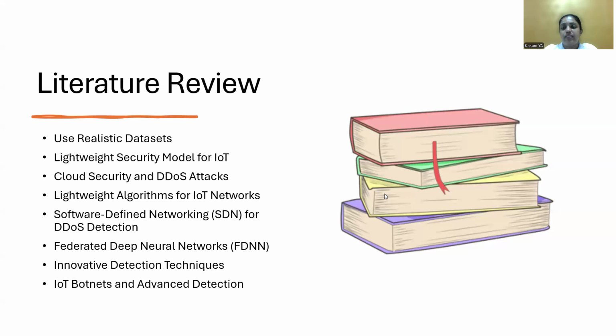At last, there's another study, IoT botnets and advanced detection. Here, DDoS attacks on IoT often used to rely on botnets, that means networks of infected devices. IoT devices are easy targets because many lack proper security. Researchers are using lightweight neural networks and image processing to detect these botnets and stop attacks before they cause harm to any device. So these are some of the literature reviews I used in my review paper.